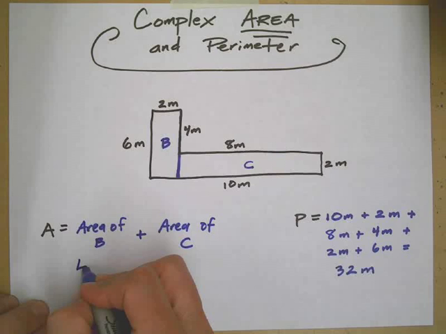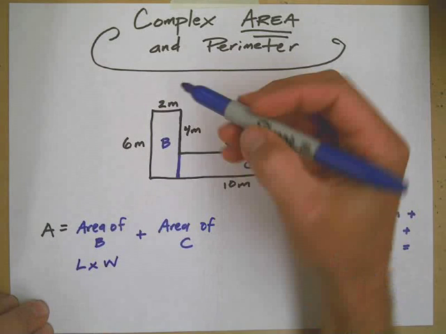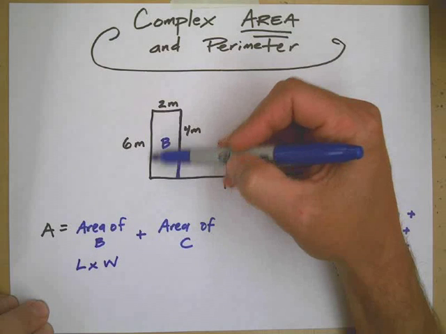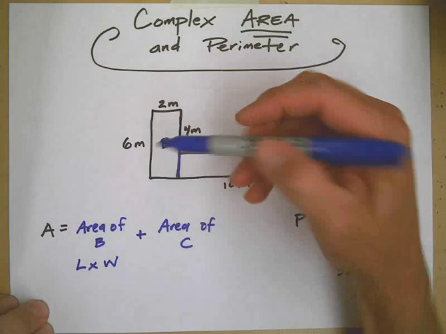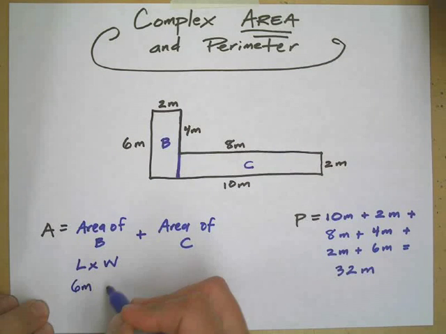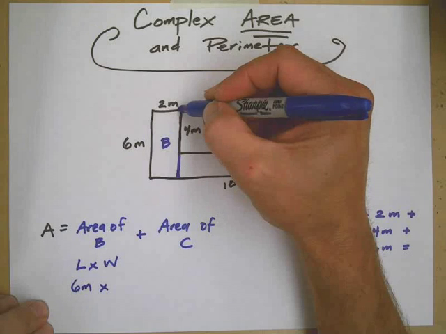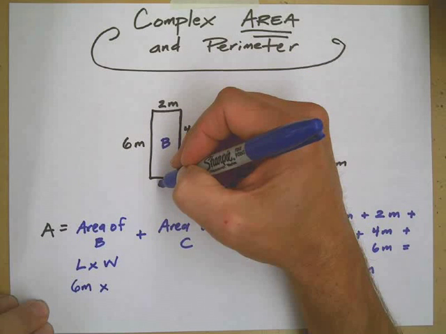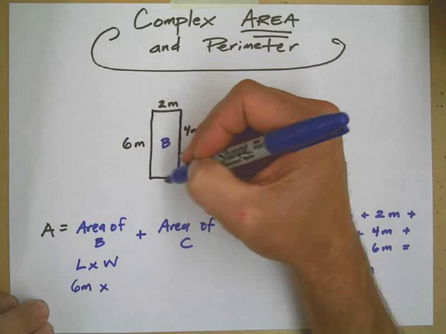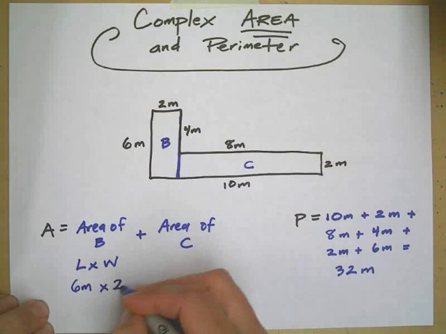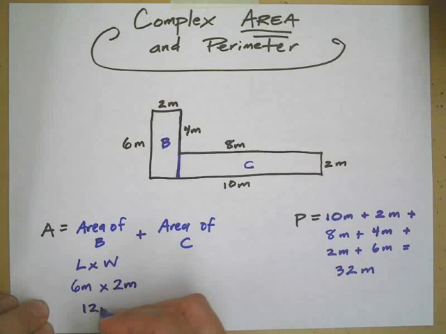Area of B is just length times width. In this case, if you look at B, the longest side is this one over here, has a length of 6 meters. The shortest side is 2 meters. It's labeled right here for us. We know because this is a rectangle, this short part right here will also be 2 meters. We multiply those together and we get 12 meters squared.